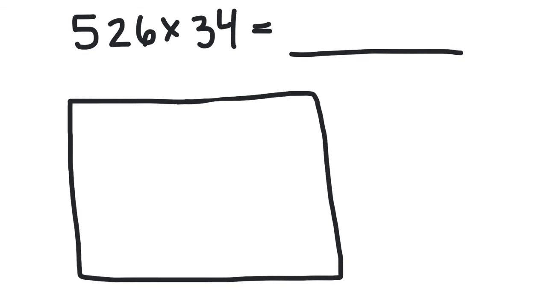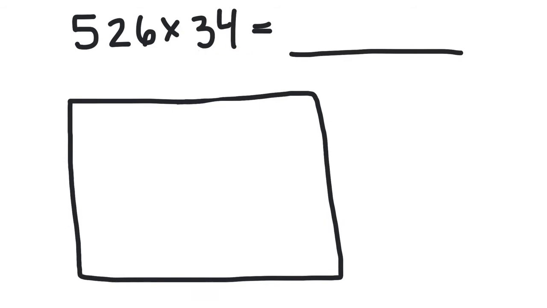Hi there, mathematicians. Today we're going to be learning how to do the area model with a 3-digit number times a 2-digit number. So our math problem is the 3-digit number 526 times the 2-digit number 34.